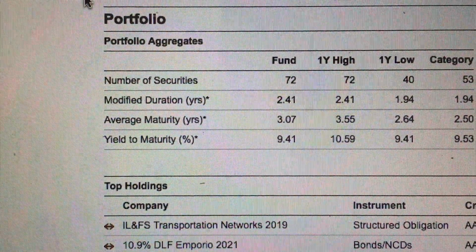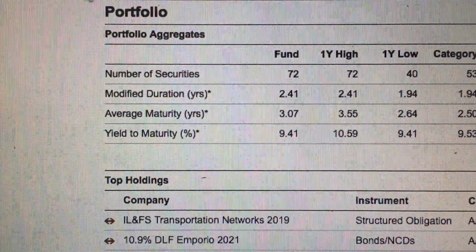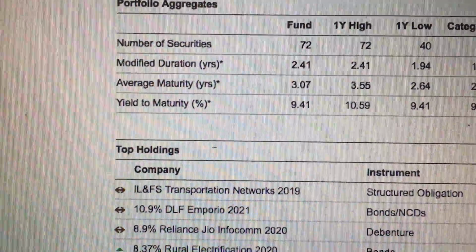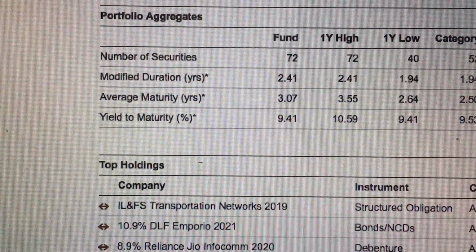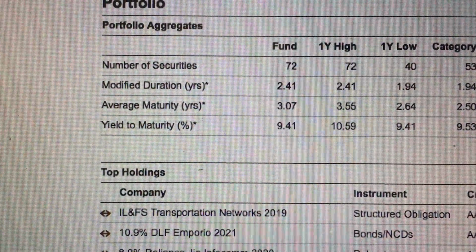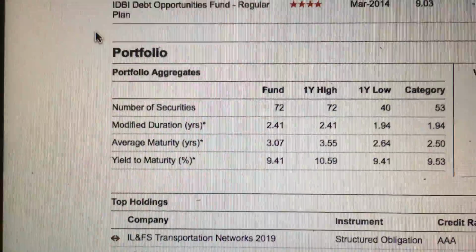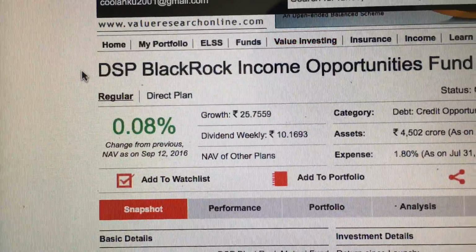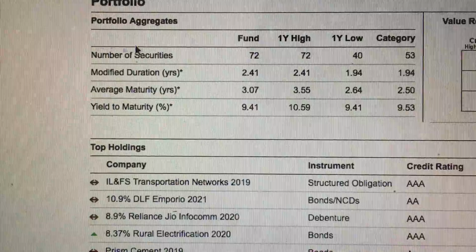Now we come to one more technical called modified duration. Modified duration basically tells us the sensitivity of a particular fund towards an interest rate hike or an interest rate drop. So if you see for this particular fund, which is DSP BlackRock Income Opportunities Fund, the modified duration is 2.41.